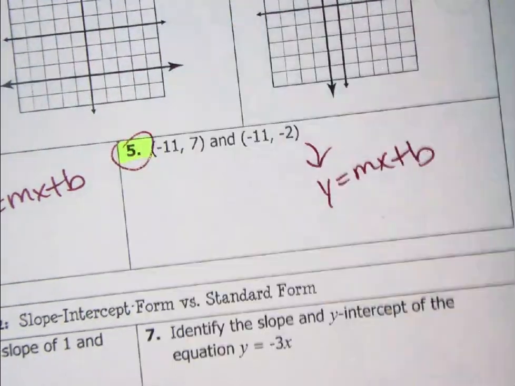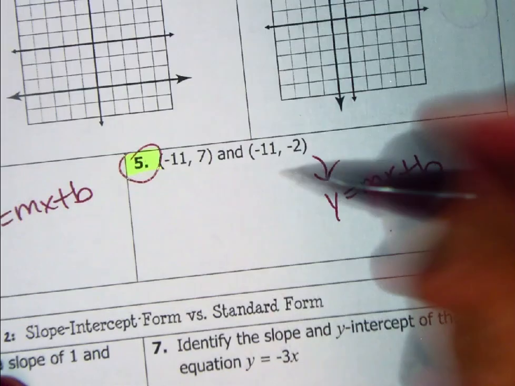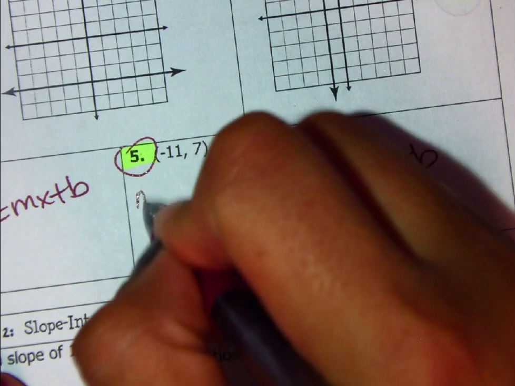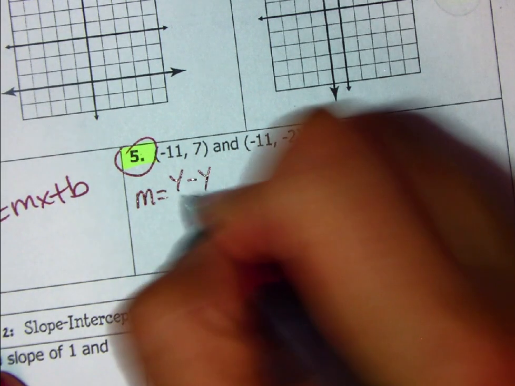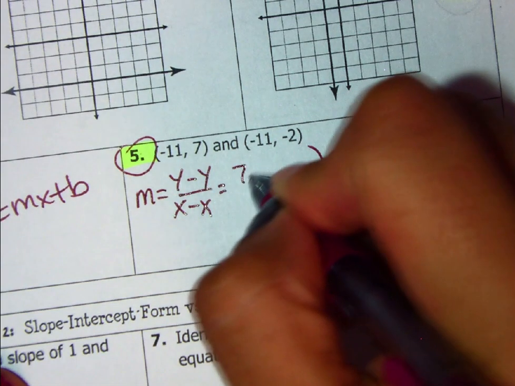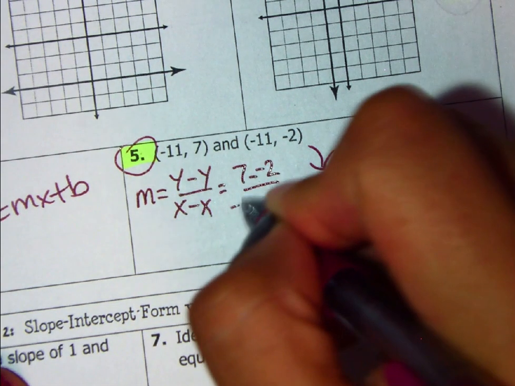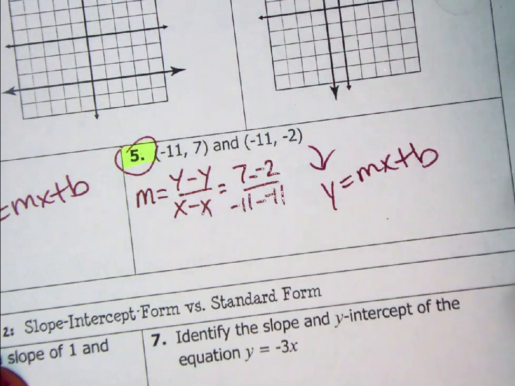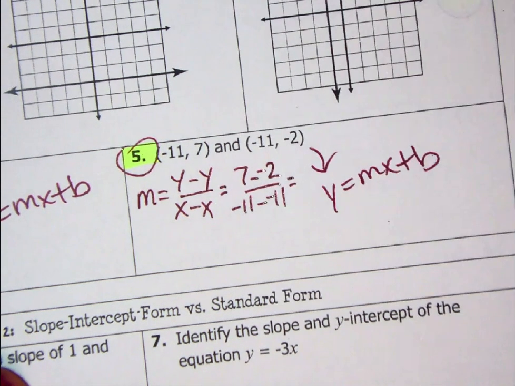And number 5 is special. So let me go over that one. When students were working on this in class and they did the slope, y minus y, x minus x, they put 7 minus negative 2, negative 11 minus negative 11. And then let me type that in the calculator.